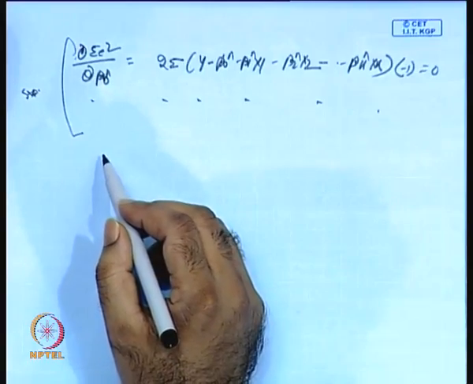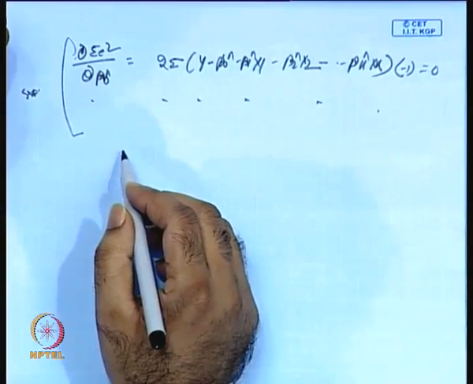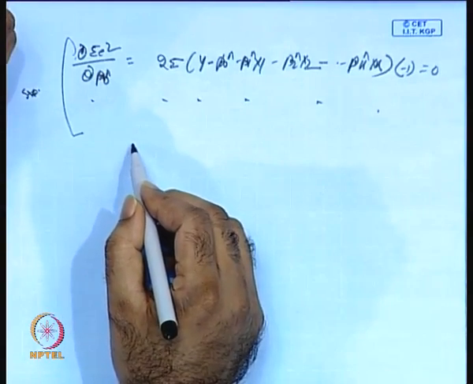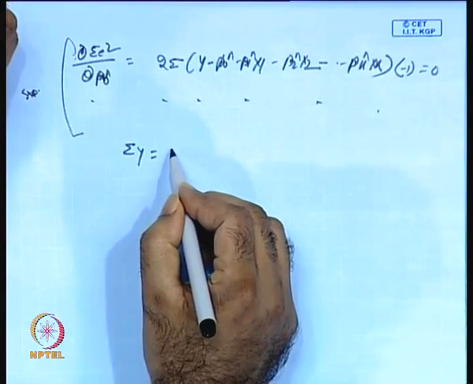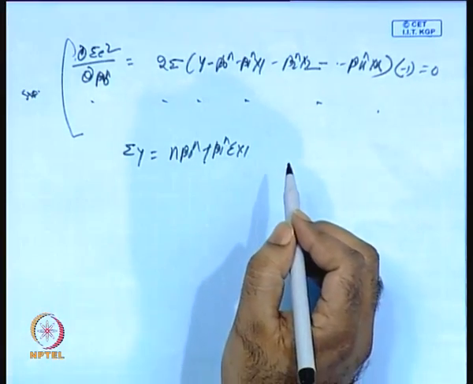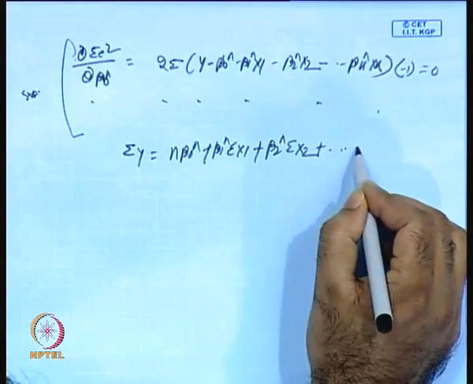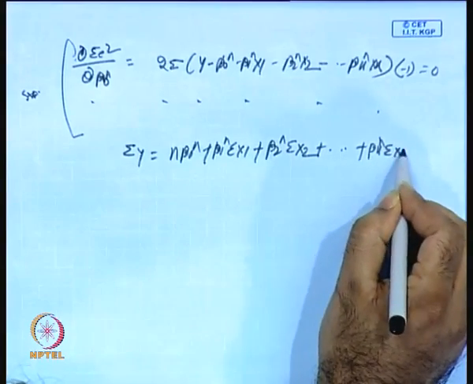So in step 3, what you have to do? We have to simplify this equation, then put it in a simultaneous equation. That simultaneous equation will help you get the estimated values of beta 0 head, beta 1 head, beta 2 head and up to beta k head. Now if we simplify this equation, it is summation y equal to n beta 0 head plus beta 1 head summation x1 plus beta 2 head summation x2 plus beta k head summation xk.